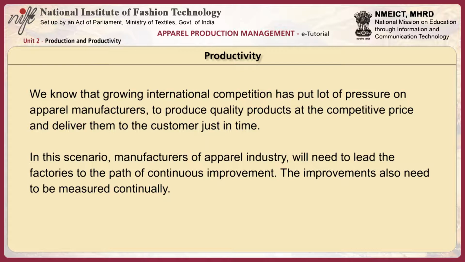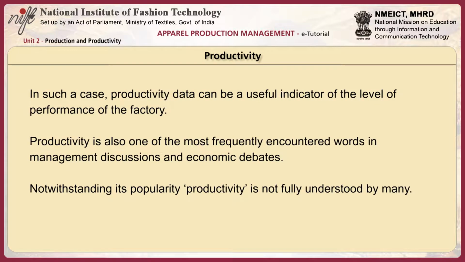As we know, growing international competition has put a lot of pressure on apparel manufacturers to produce quality products at a competitive price and deliver them to the customer just in time. In this scenario, manufacturers in the apparel industry will need to lead their factories on the path of continuous improvement. The improvements also need to be measured continually. In such a case, productivity data can be a useful indicator of the level of performance of the factory.